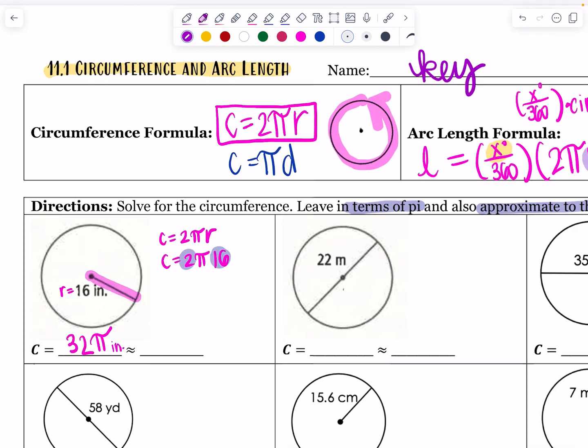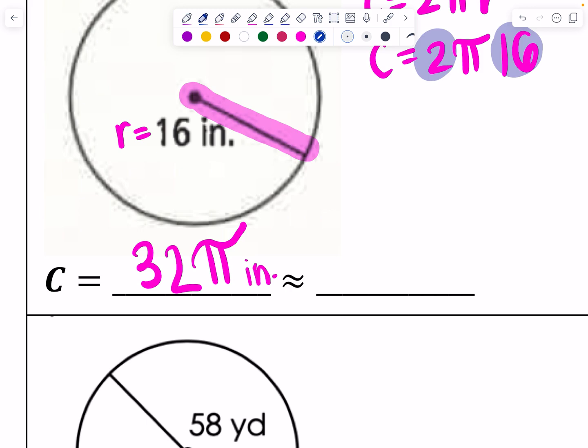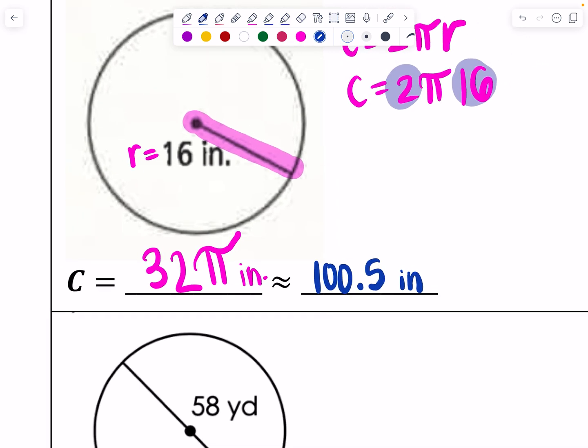For the second part of the directions, it says approximate that to the nearest tenth. So now we're actually going to type in the pi symbol, 32. We're going to use the pi symbol and I do not want you using 3.14. We want to use the pi symbol since we have that on our calculators. 32 times pi is going to give me about 100.5 inches, which makes sense because about triple 32 is about 100. So 100.5 inches is my rounded answer.